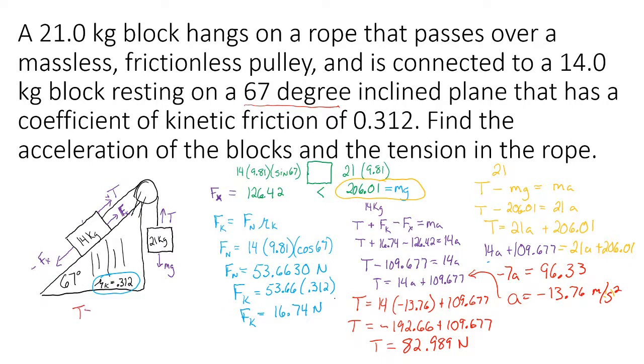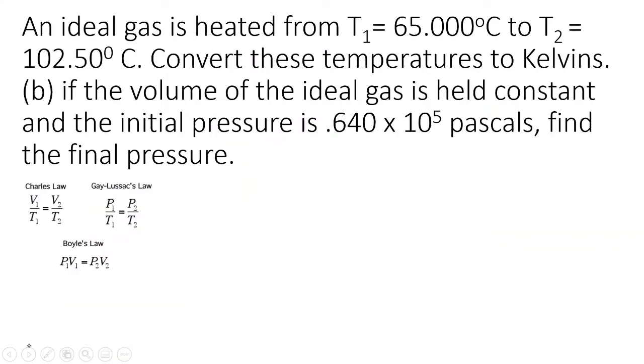I'm going to have my tension as 82, excuse me, I've got to round that up to 83.0 newtons, and acceleration equals negative 13.8 meters per second squared. All right, let's move on. One more problem for today.